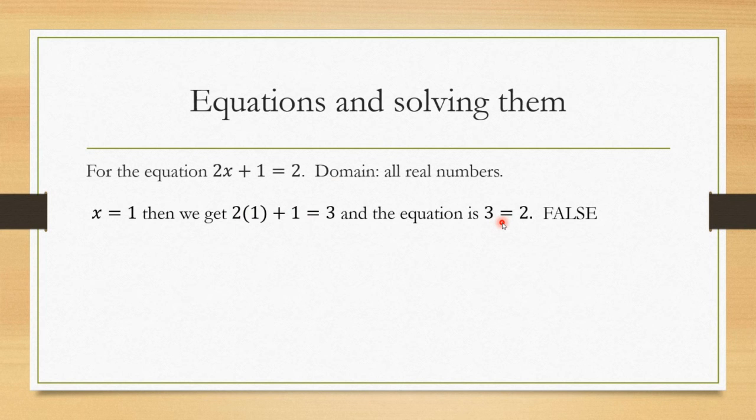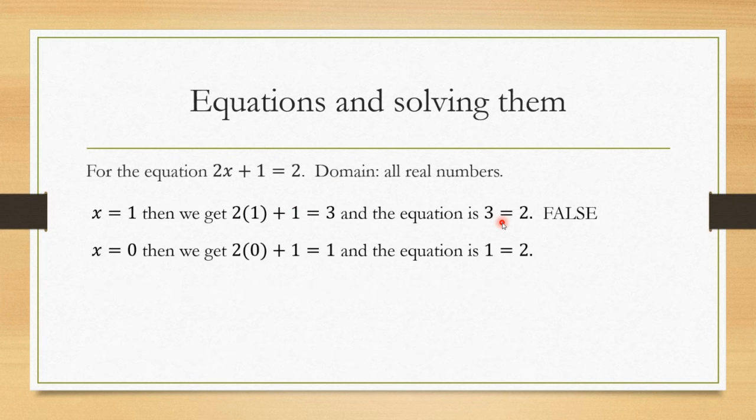Okay, that's okay. What about if x is 0? Well, in that case, the left-hand side becomes 2 times 0 plus 1. But that's just 1. 2 times 0 is 0, and 0 plus 1 is 1. So in this case, the equation will be 1 equals 2, because again, the left side will be 1. But this is also false.